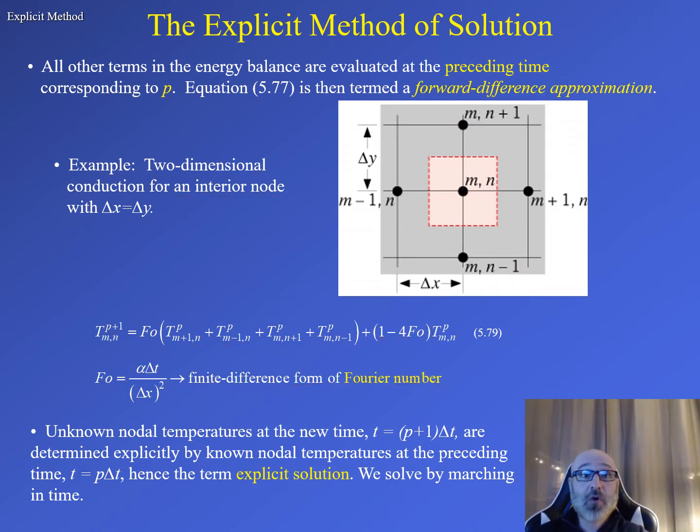Now, for unknown nodal temperatures at a new time, t equal to (p plus 1) delta t, these are determined explicitly by known nodal temperatures at the preceding time, when our t is equal to our p delta t right there. Hence the term explicit solution right there. So we solve by marching in time.